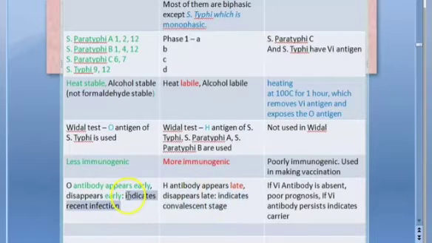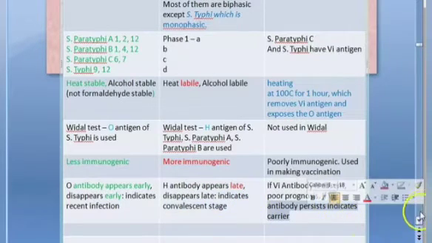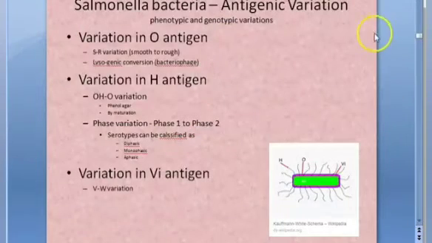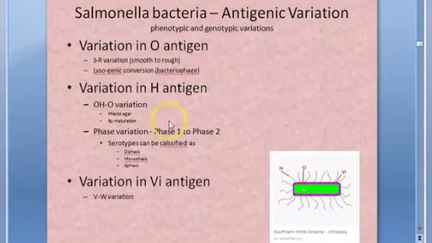So, it will indicate convalescent stage. If O is there, it indicates recent infection. If H is there, it indicates convalescent stage. And if VI antibody persists, it indicates as a carrier. Okay. So, we are done with the antigens. Now, we have to look at the antigenic variation. Okay.